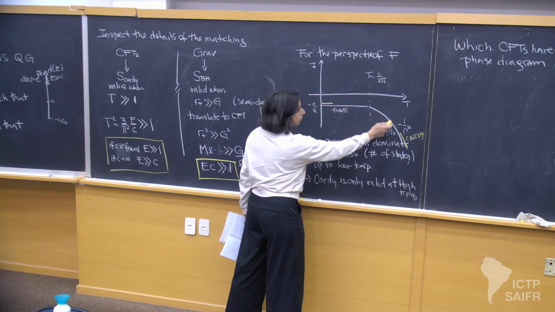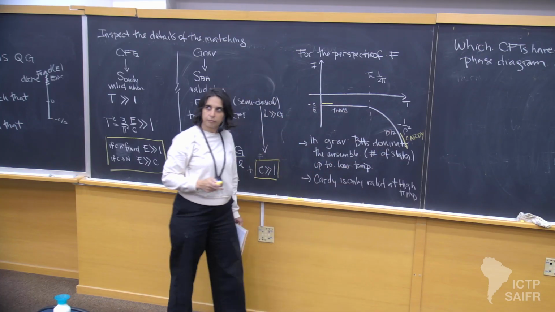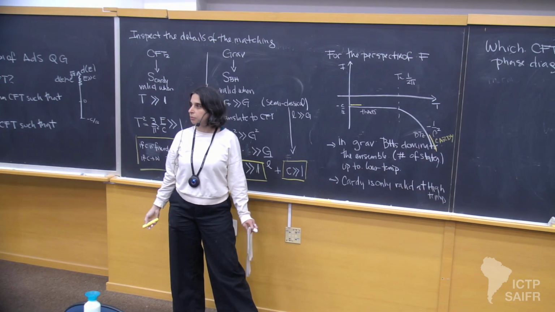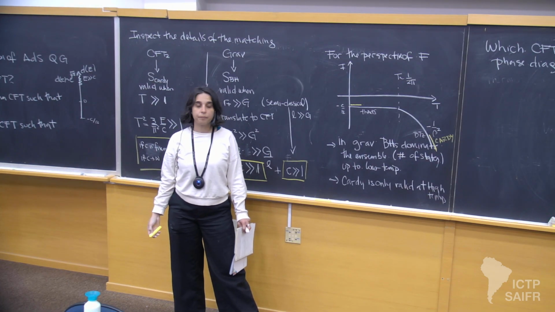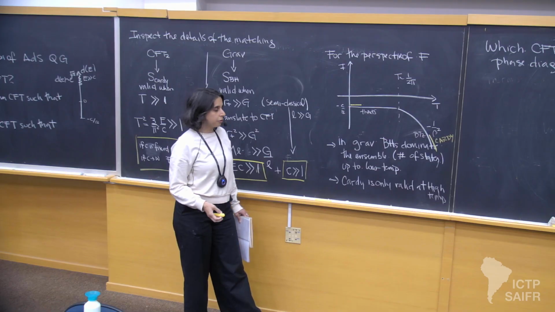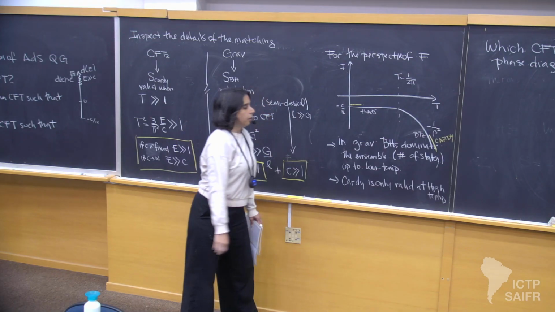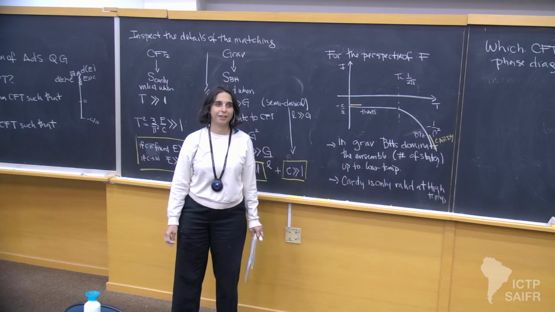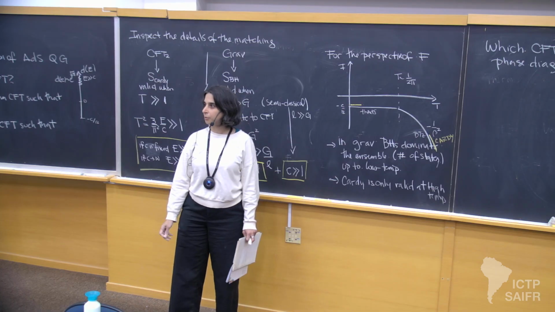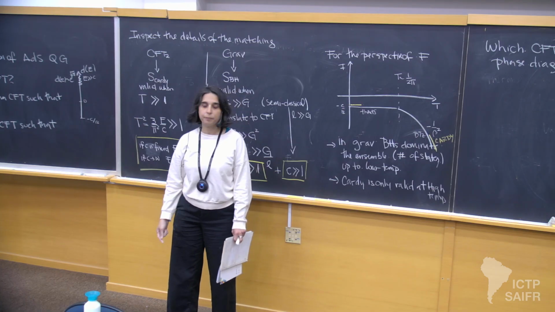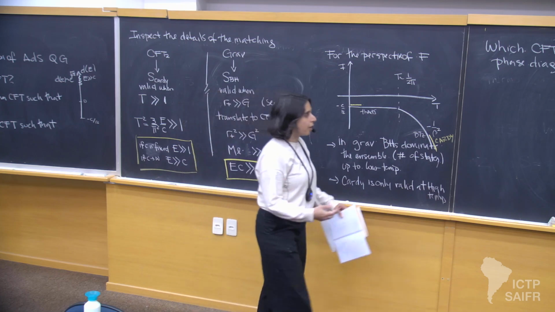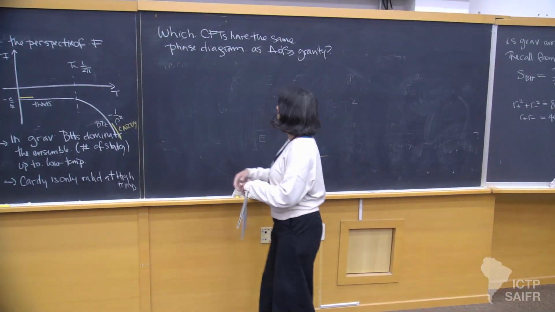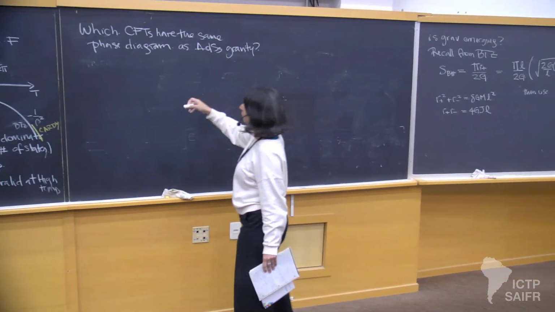But if I really wanted to match this specific curve, what classes of CFTs will do that? Okay? Something that you can convince yourself very quickly is that your favorite free boson will not do the trick. So the typical CFT₂ will not have that phase diagram. And so then you have to think a bit more.